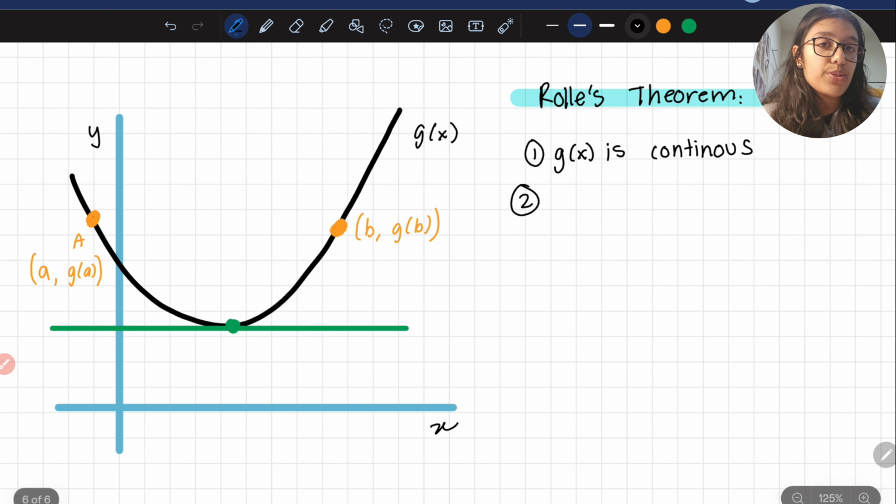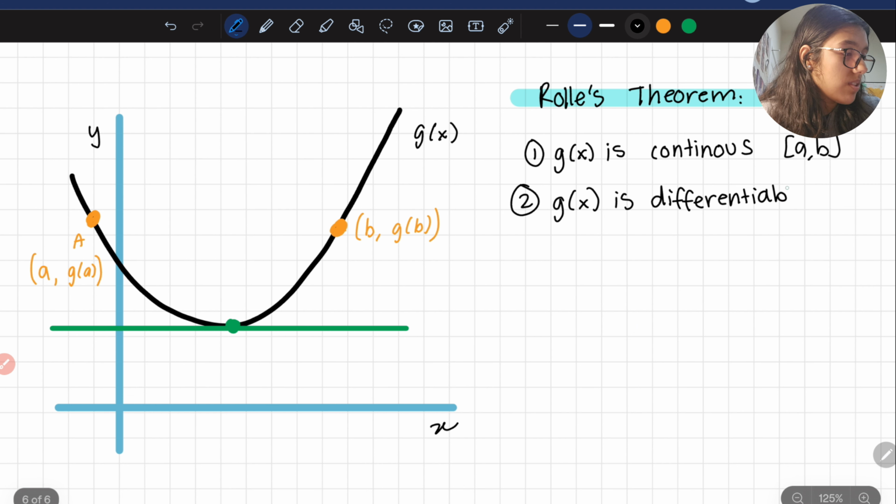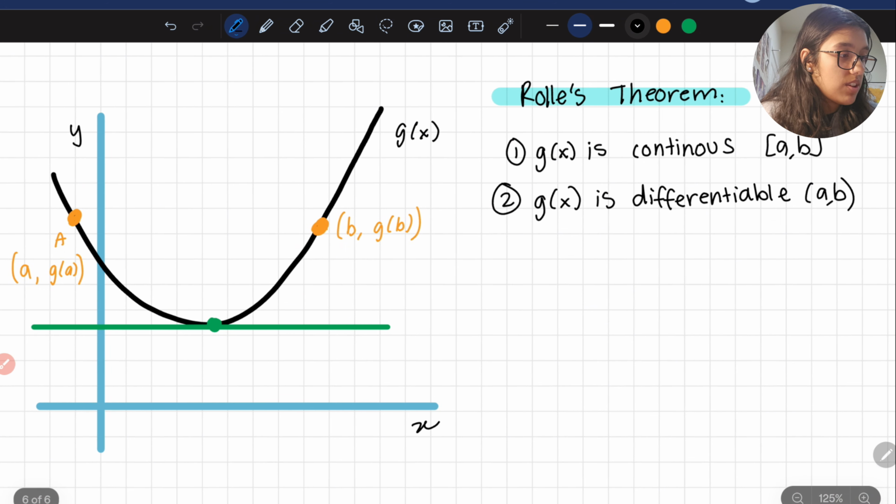And the second one is also going to stay the same. g of x also has to be differentiable. And, going back to the first one, it has to be continuous on the inclusive domain a to b. And then the second one is g of x is also differentiable on the open interval a to b.